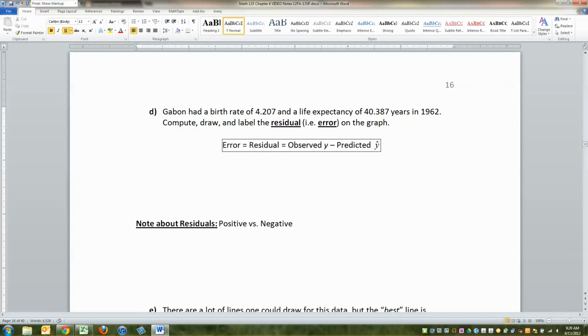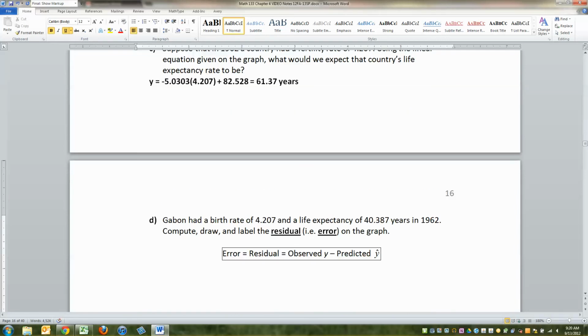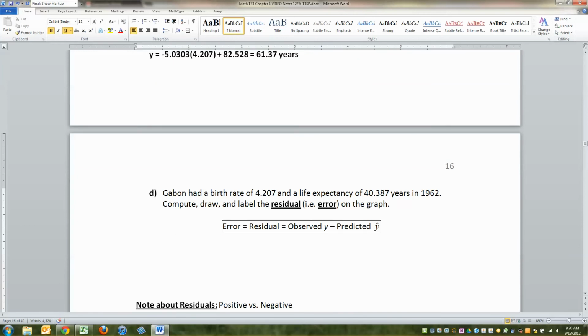Okay. So error, there's different kinds of error, but this particular error is called a residual. It's going to be your observed y minus your predicted y hat, right? Because when we're doing this, we're technically finding a y hat. Little prediction. Okay, so the residual is equal to observed minus predicted. All right, that is equal to, we observed in real life 40.387.